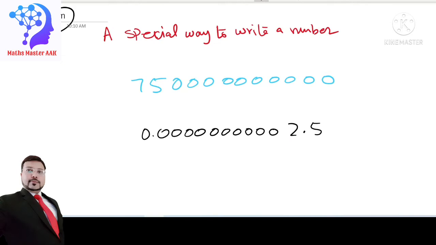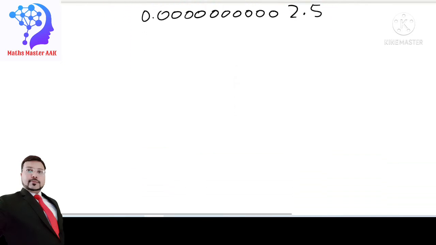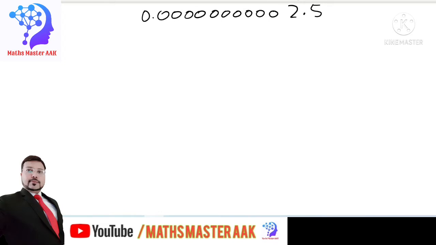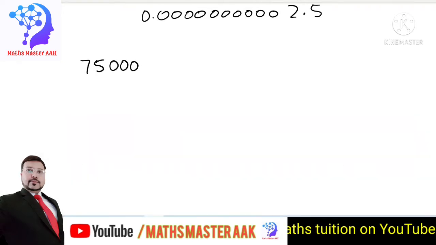Now, how can we write these numbers? First of all, if you have a number in this form, remember that whenever an integer is given, the decimal is present here. For any number, for example, if you have 5, you can write 5 as 5.0. Keep this in mind.